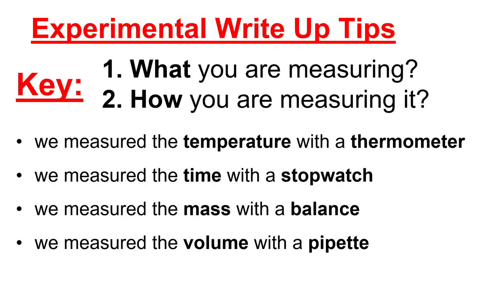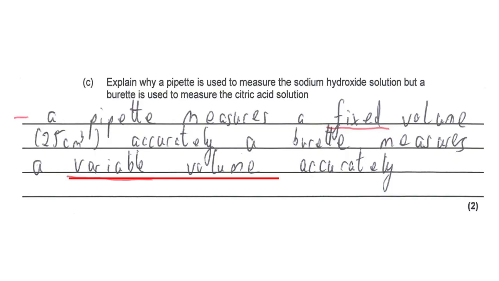In all experimental write-ups, remember the tips. Say what you were measuring and how you were measuring it. We measured the time with a stopwatch. We measured the volume with a pipette. As long as you say what you were measuring and how you're measuring it, you will get the marks.